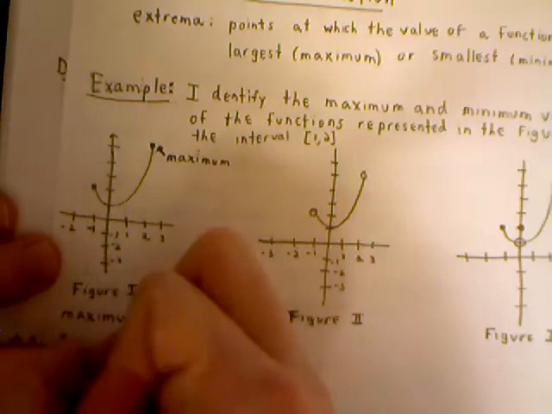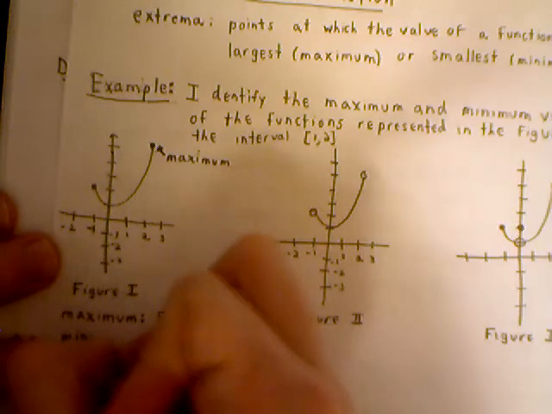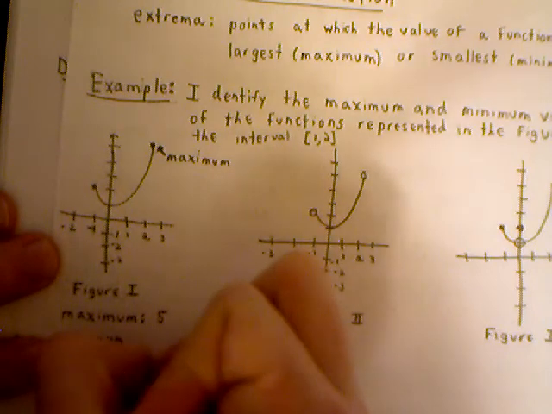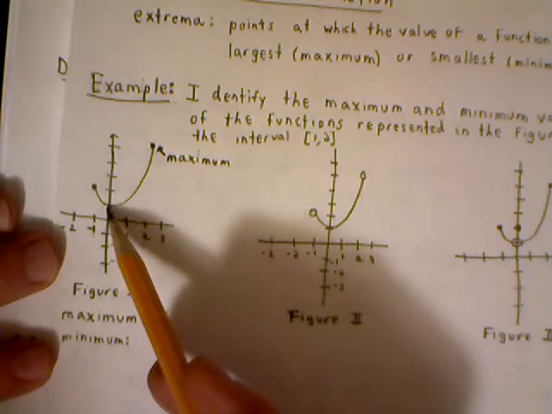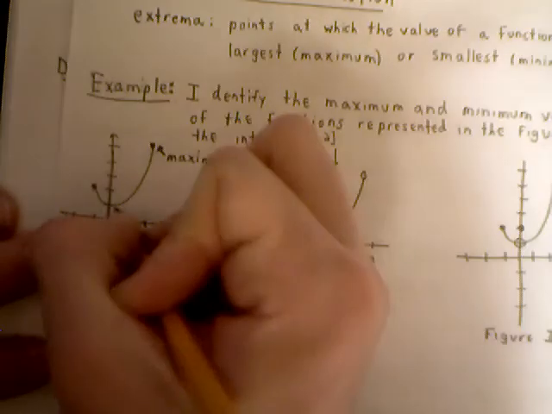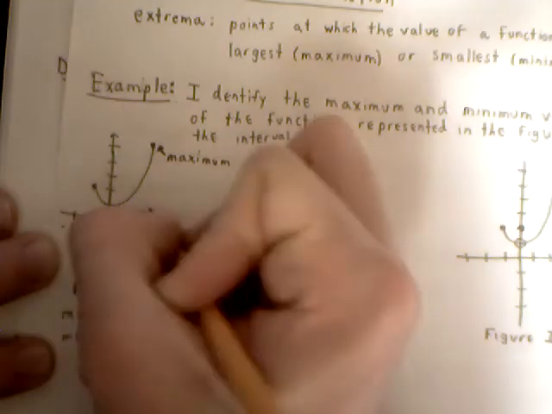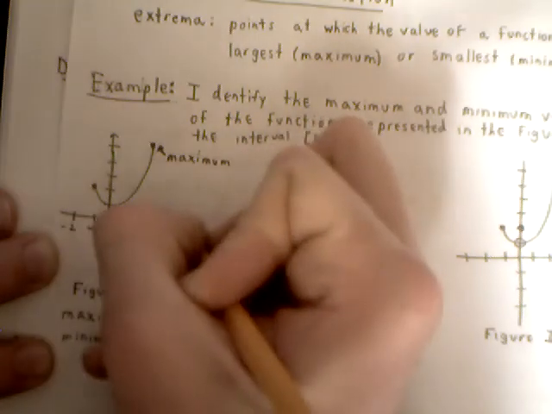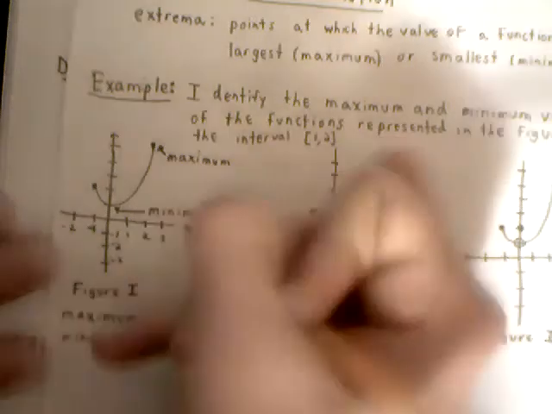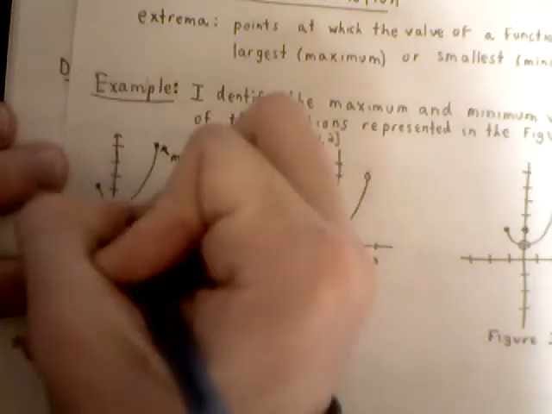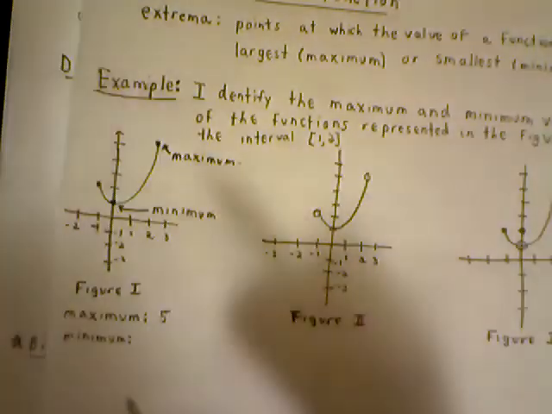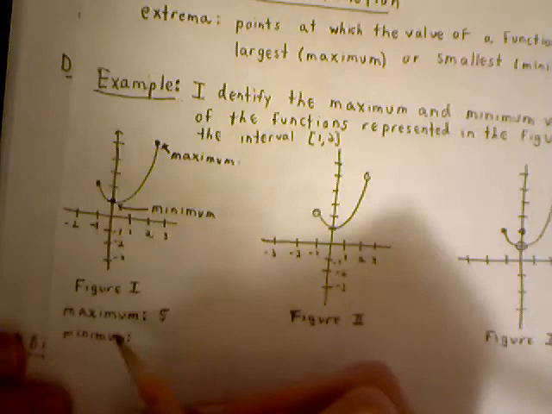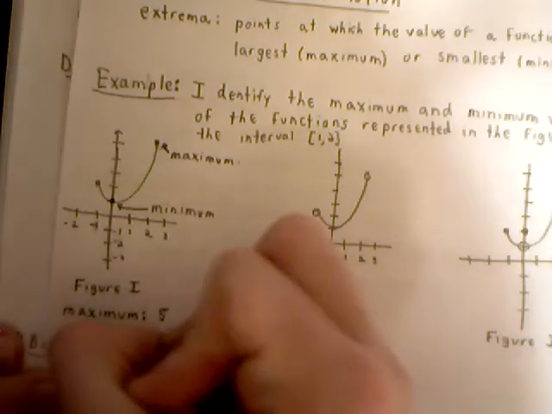Now for the minimum, I need to look at my graph. I see that the minimum value occurs right here, at this point, that vertex of what looks like part of a parabola. And our minimum value is 1.